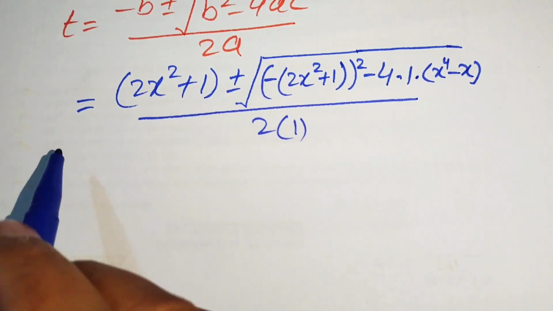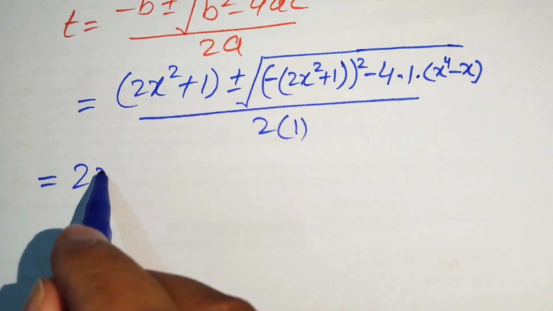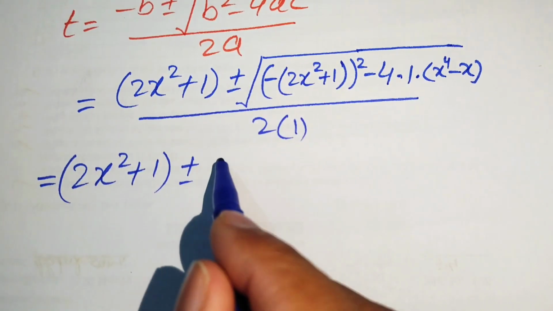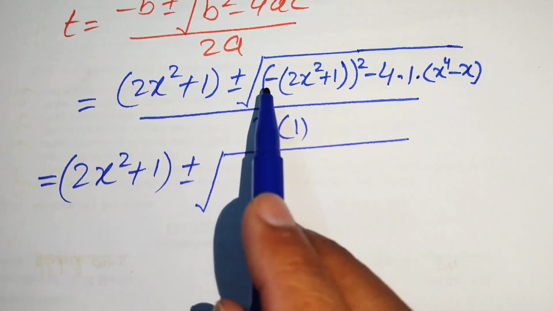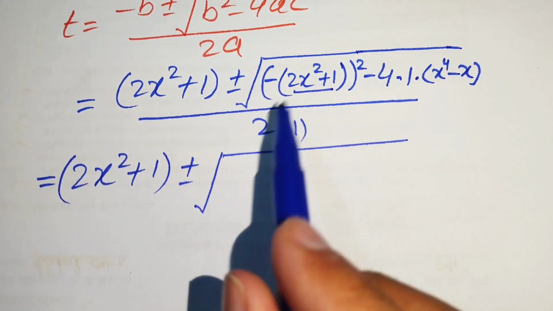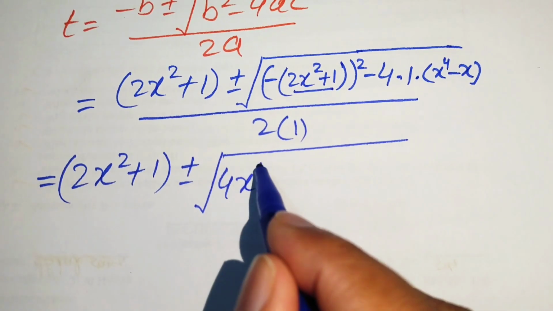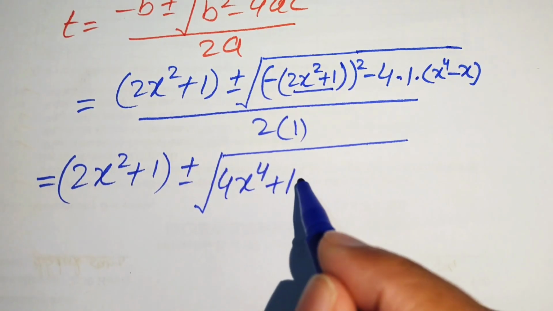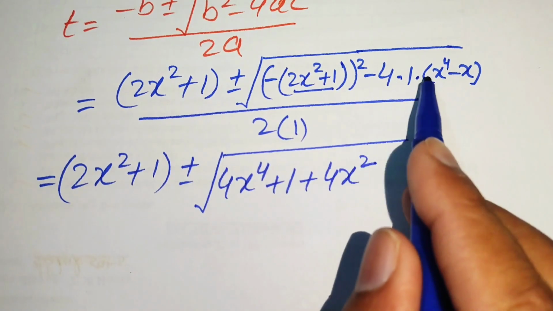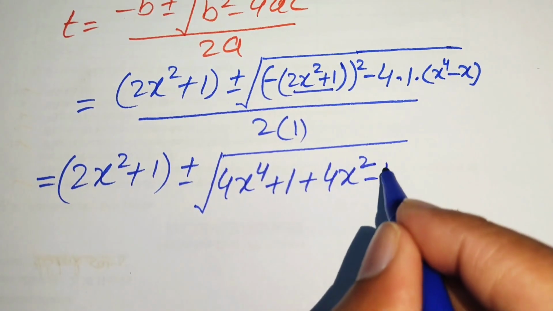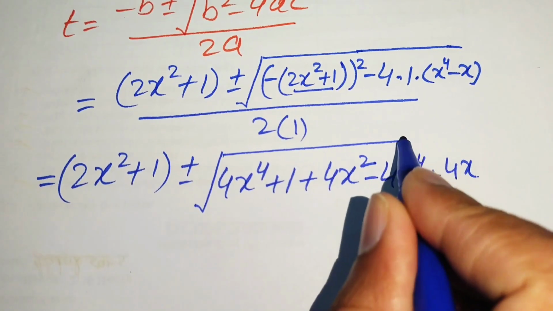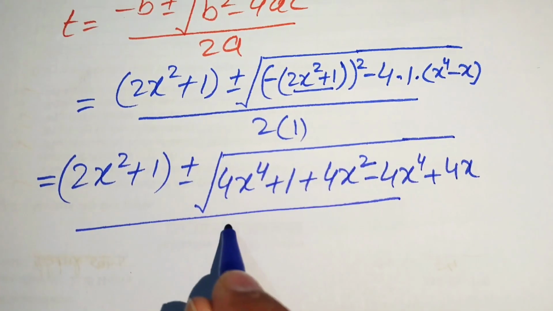Here we need some simplification and we write it as 2x² + 1 ± ... Here you know that the square of this negative sign is positive, and now we open the square of this term and it is written as 4x⁴ + 1 + 4x², and here we multiply this minus 4 on both of these terms and it is written as minus 4x⁴ plus 4x, and it is divided by 2.